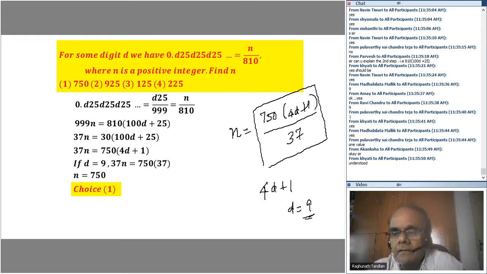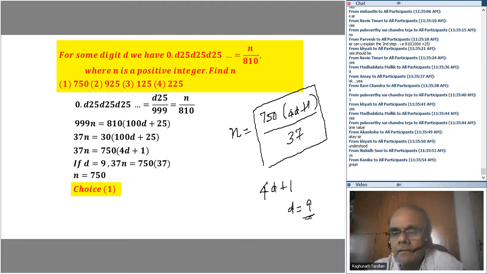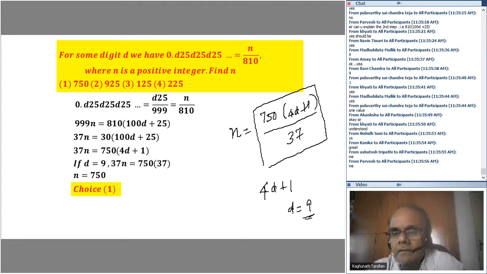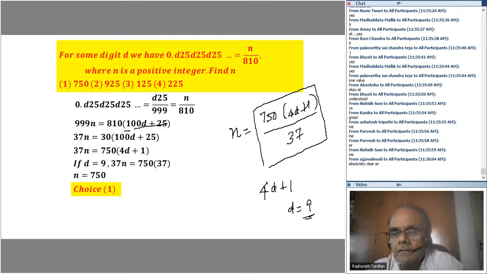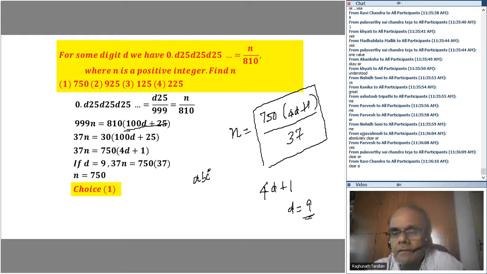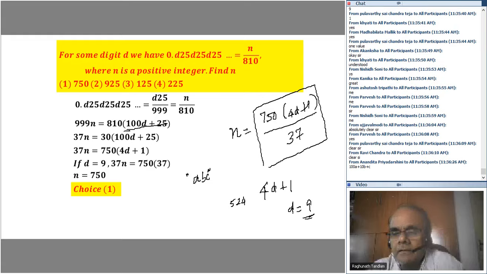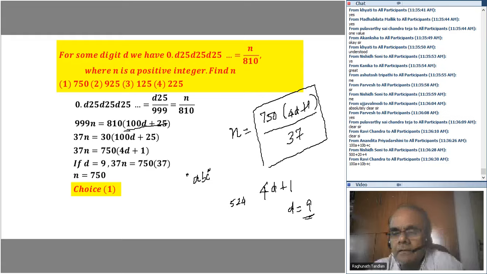Somebody wanted to know the second step here. Who wants this step? Parvesh, you want to know. What do you write the number as? If I write the number as ABC, what's the value of the number? If I say a number as 524, what's the value? It is 100A plus 10B plus C. Same thing, so it's 100d plus 25. Are you clear? 100d plus 25.